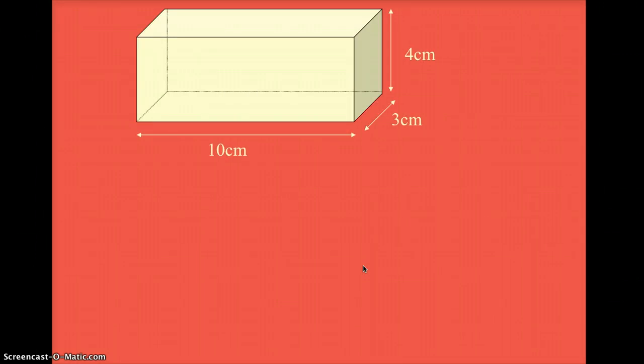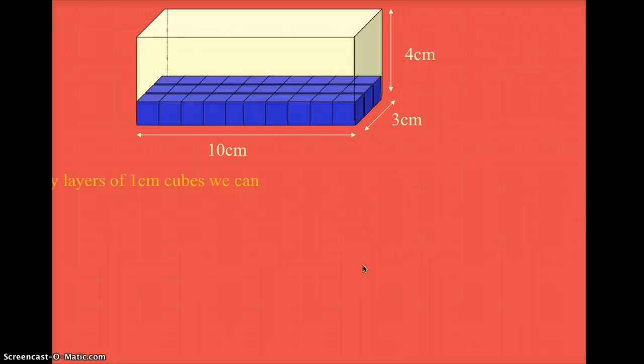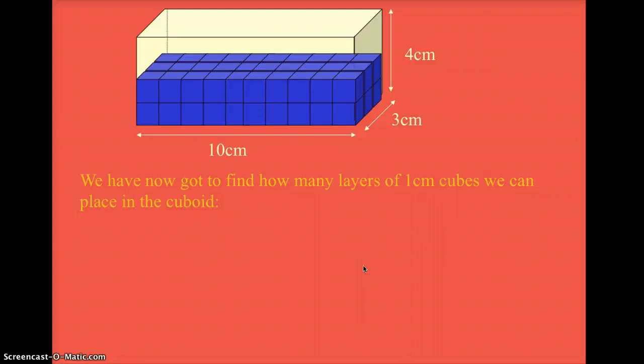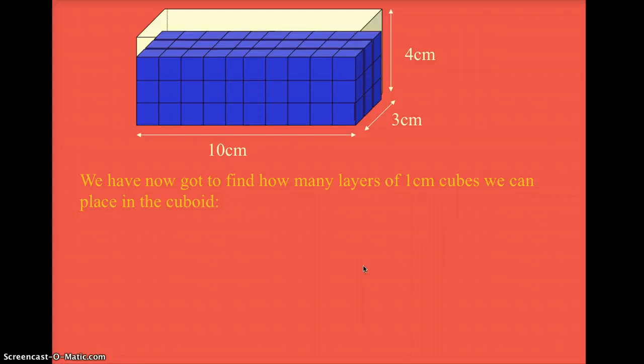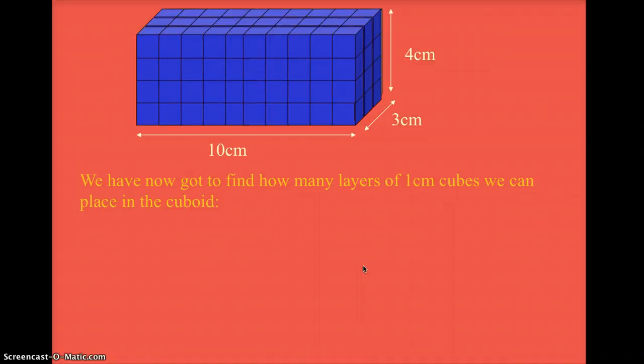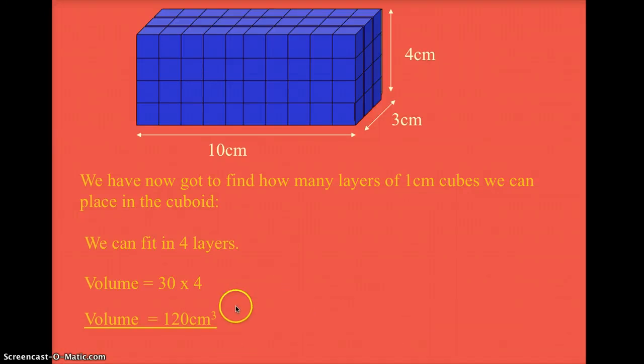So let's fill up the entire cuboid. You have the first layer, but since you have 4 centimeters of height, that means you will end up with 4 layers of 30 cubic centimeters. So we fit in 4 layers. For 30 times 4, the total volume is 120 cubic centimeters. And as you can see, there's a small 3 in here.